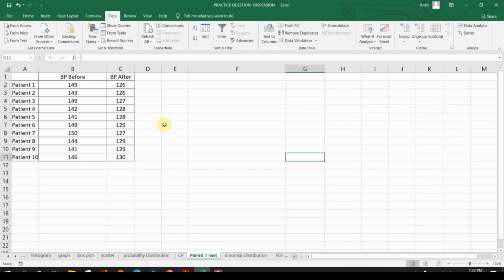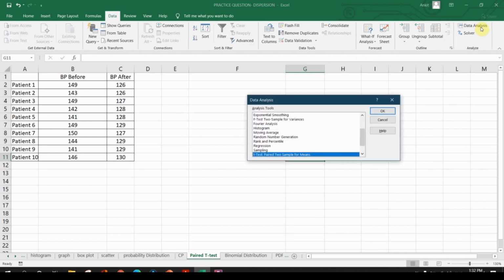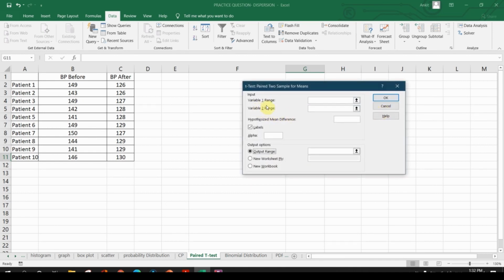This is the same table which was shown in the slide. Now let's do the two sample mean test, paired. For that, first of all click Data, then go to the right hand side, click Data Analysis, then move downwards and you will see t-Test: Paired Two Sample for Means. Then click OK. Now the variable 1 range.